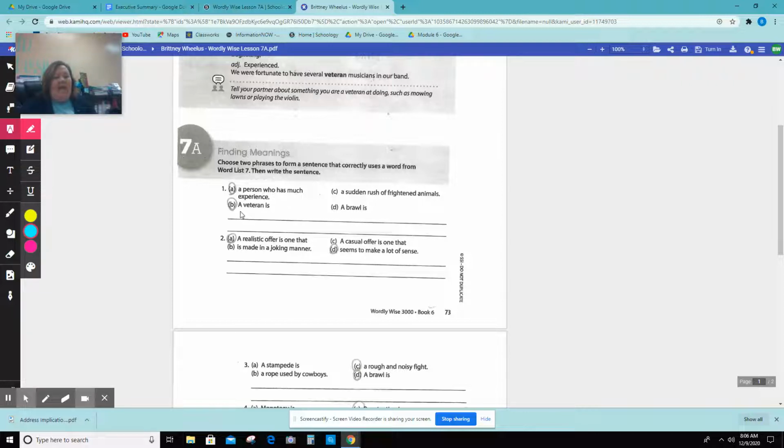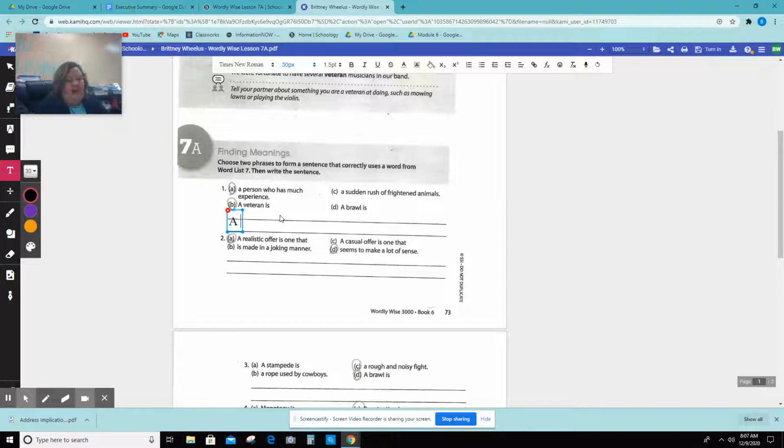All right, a veteran is a person who has much experience. A veteran is a sudden rush of frightened animals. A brawl is a person who has much experience. A brawl is a sudden rush of frightened animals. What two go together? Obviously, it's A and B. I did not realize I had the answer circled. But a veteran is a person who has much experience.